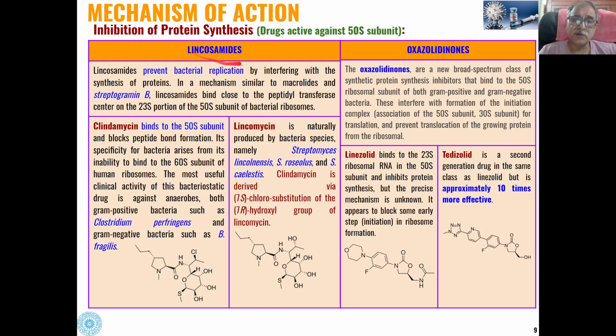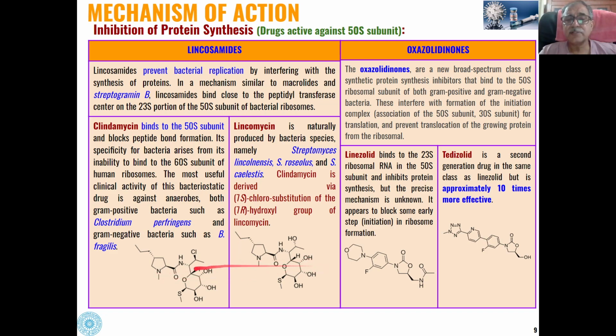Then is lincosamides and oxazolidinones. The lincosamides prevent bacterial replication by interfering with the synthesis of proteins. And here the mechanism is similar to what we have seen in case of macrolides. They will bind close to the peptidyl transferase enzyme, that is 23S portion of the 50S subunit of bacterial ribosomes. Two commonly used lincosamides are clindamycin and lincomycin.